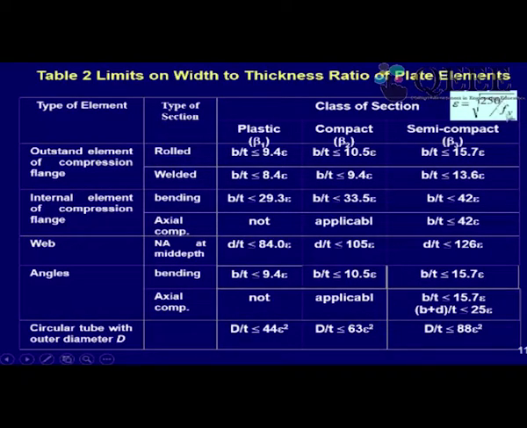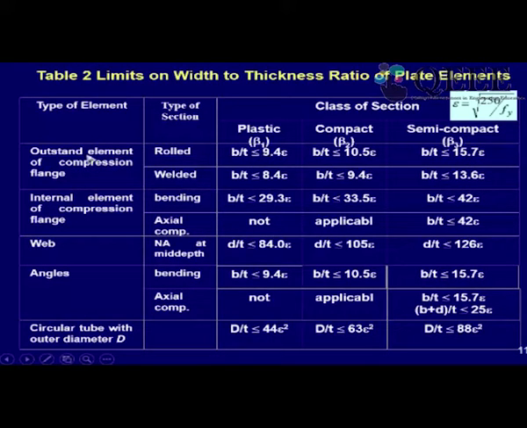Okay, there is an epsilon everywhere. It says epsilon is root of 250 by Fy. So for mild steel epsilon will be 1, so directly the limit will be 15.7. But if Fy is greater than 250, that is high strength steel, then epsilon will be less than 1. For example, if it is 350, this will be like 0.89. So I'll have to multiply 15.7 with 0.89, and that may come out as, let's say, 13.6 or something. So that will be my limit.